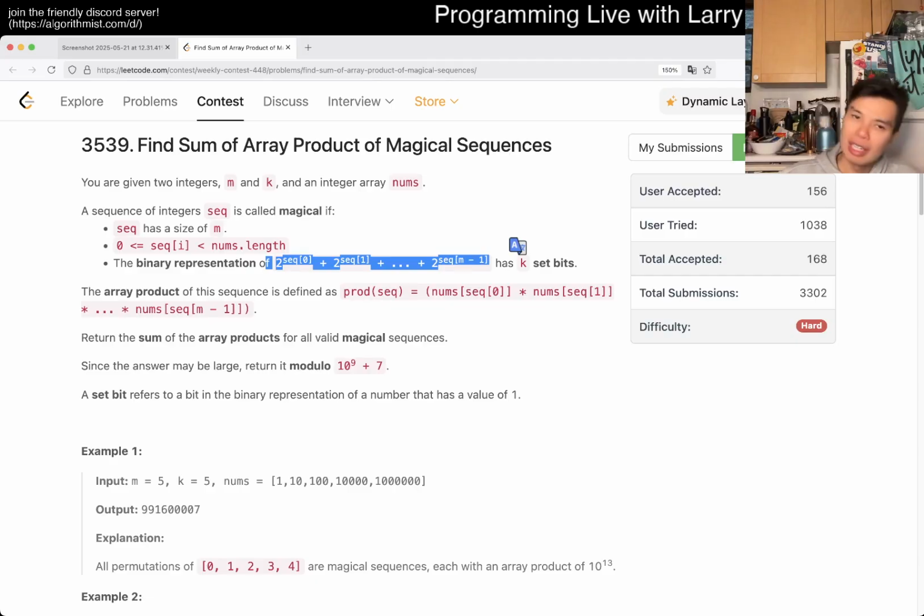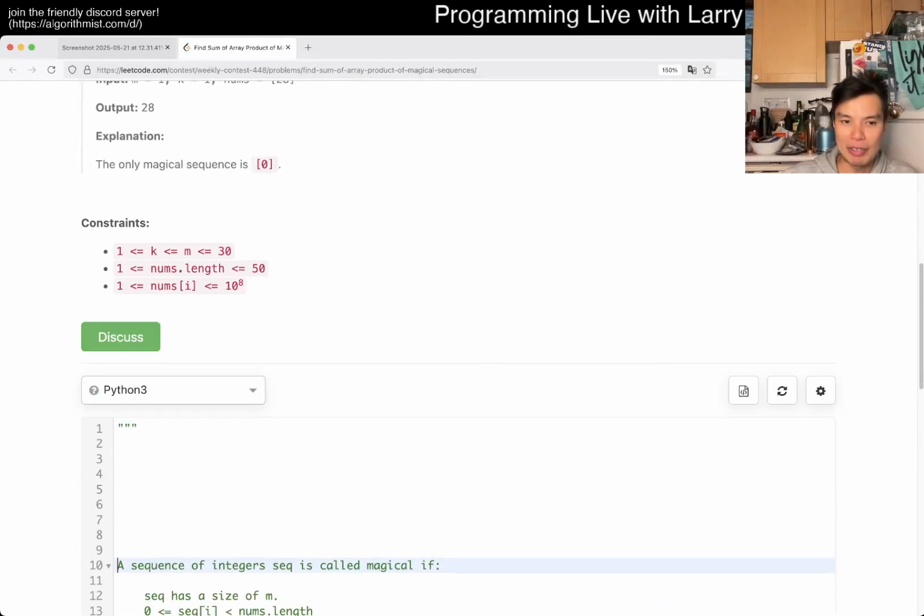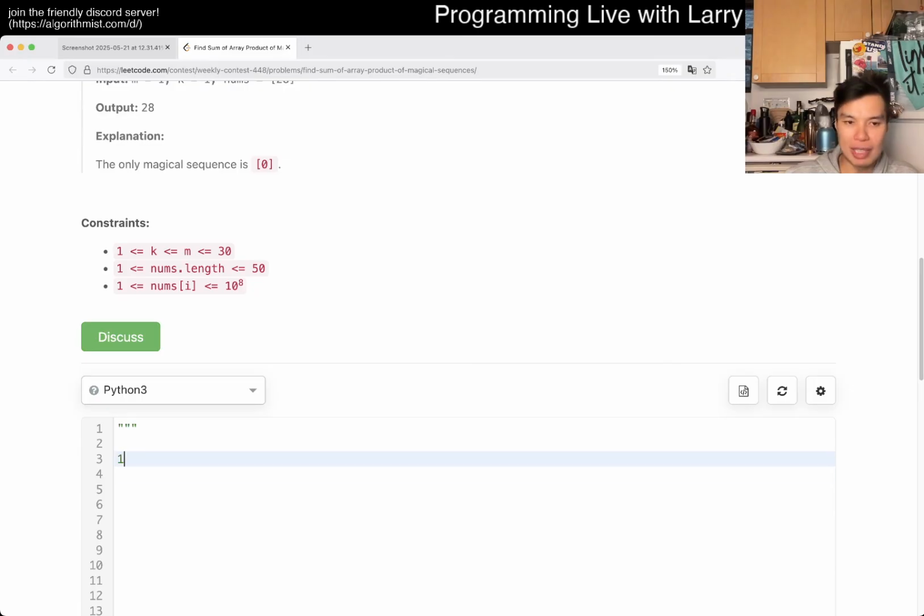And of course, if every sequence of i is distinct, then it will always have m bits, right? And the reason is that if they're distinct, then you just have binary numbers, right? So if you think about it as binary numbers, now you have like 1 and then 2 and then 4 and then 8. And then if we take any one of these, it adds 1 bit to the final answer, right?